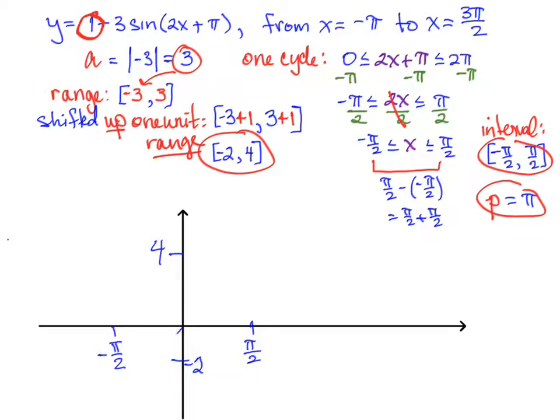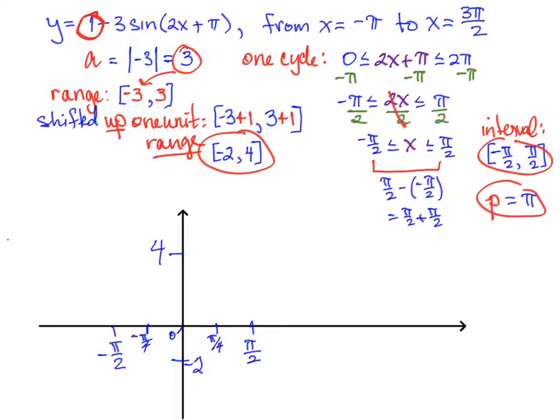Now, the other thing, we're going to divide up our interval on our x-axis. We need 5 key points in total. Negative pi over 2 and positive pi over 2 are the first two, and then we need the 3 in between. Those are negative pi over 4, 0, and positive pi over 4.